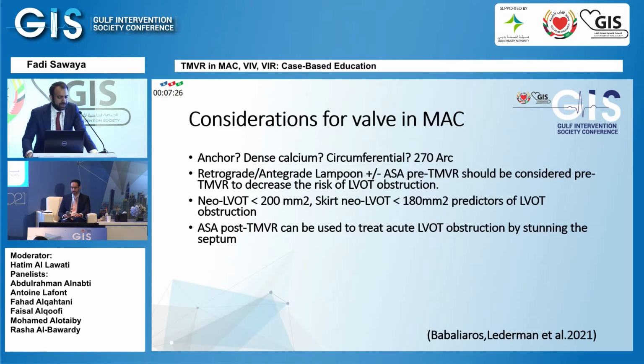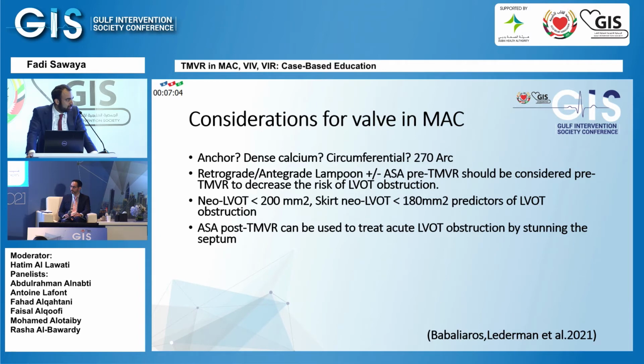So one of the considerations for valve in MAC that is very important is anchoring. Anchoring is your number one issue. Do we have enough dense calcium? Is it circumferential? You need at least 270 degrees of arc of calcium. A lot of the time you don't have anterior calcium, but you have posterior calcium, but you need to have at least some medial and lateral trigone calcium for anchoring.